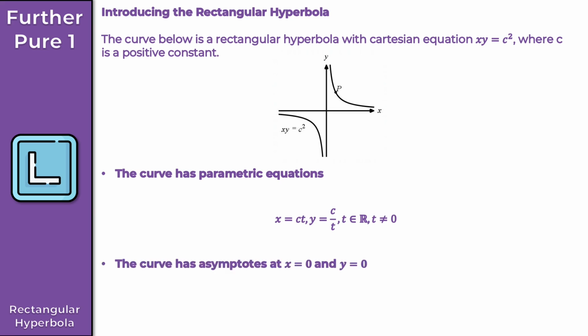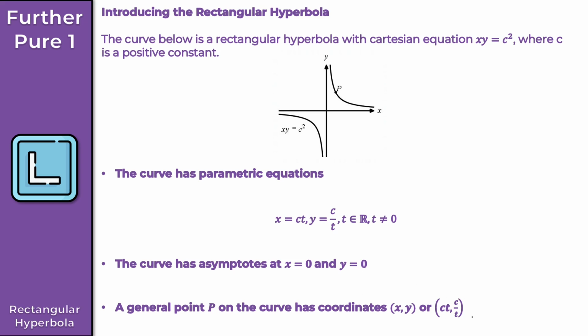The curve also has asymptotes at x equals 0 and y equals 0. So in other words, the x-axis and the y-axis. And then finally here, a general point P on the curve has coordinates of x, y, or ct and c over t. Obviously, this is just dependent on whether we're working in Cartesian form or parametric form. Okay. So there we have it in terms of an introduction here to rectangular hyperbola. We don't need too much more, so I think the best way to work through rectangular hyperbola here is to just take a look at one practice question.